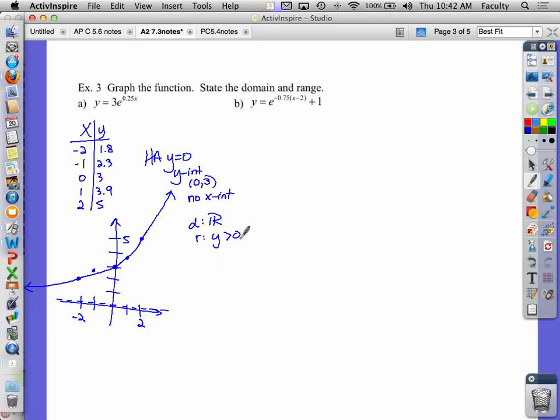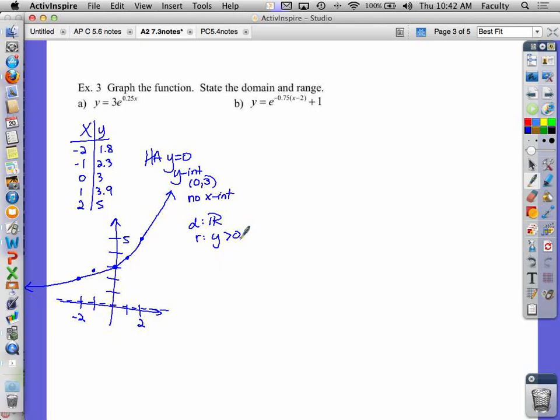Something I noticed on homework is some of you are not drawing the horizontal asymptotes, and a few of you are not putting arrows. These do go forever and ever. When you draw it without the arrows, that means you're suggesting it's stopped there. So make sure you have arrows going on both ends of exponential. And this is growth, right? This is exponential growth. All right, any questions on letter A?